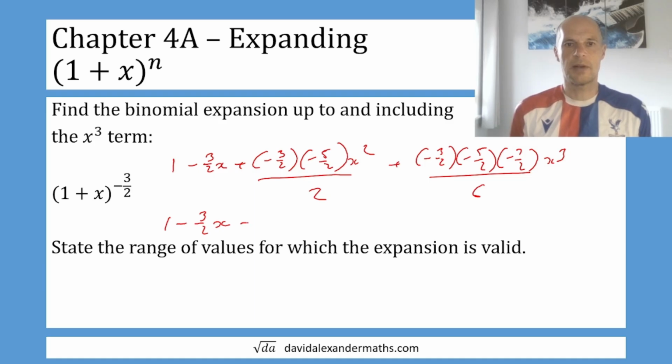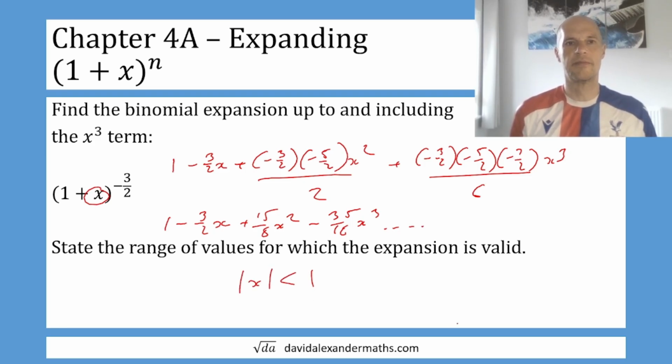So that is plus 15 over 8x squared. And for the x cubed, I'm going to do 3 times 5 times 7 divide by 2, divide by 2, divide by 2, divide by 6, and that's negative because there's 3 negative symbols there, so minus 35 over 16x cubed. There we go. And again, it's just 1x, so the modulus of x must be less than 1.